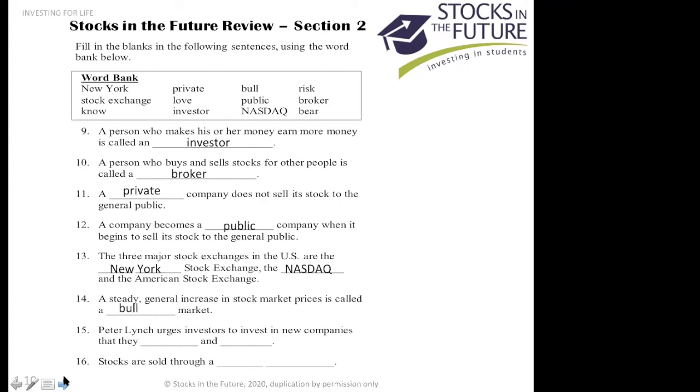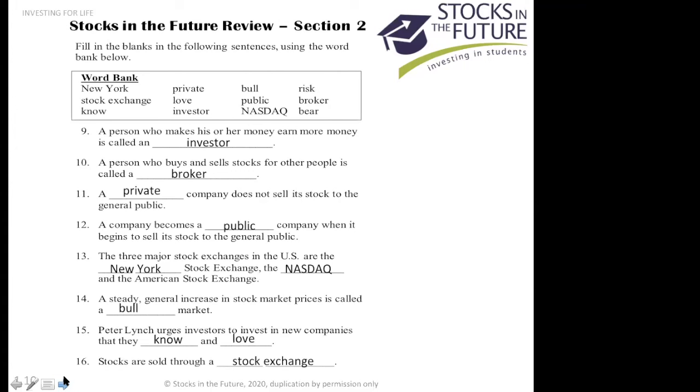Number 15, Peter Lynch urged investors to invest in new companies they know and love. All right, and then finally for this slide, stocks are sold through a stock exchange. And again, we talked in number 13, the three major stock exchanges: the New York Stock Exchange, the NASDAQ, and the American Stock Exchange.